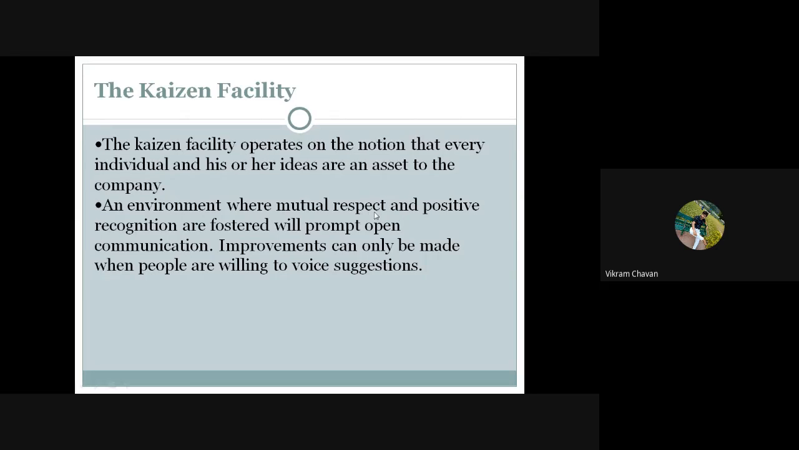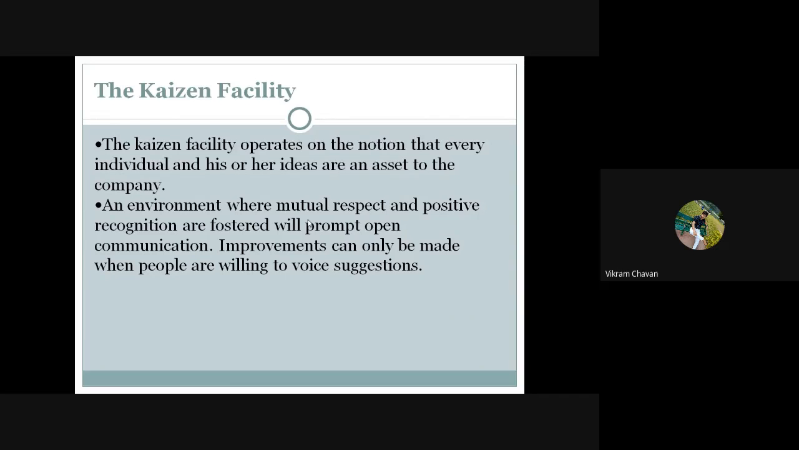An environment where mutual respect and positive recognition are fostered will prompt open communication. Improvements can only be made when people are willing to voice suggestions. Okay, so we cannot say that any improvement or change you throw up will be accepted by the worker. But the improvement suggested by the worker can be a very good suggestion, and it can improve the work location and also the productivity of the firm. So in Kaizen, whatever suggestions are provided by the workers and employees are given the highest priority.